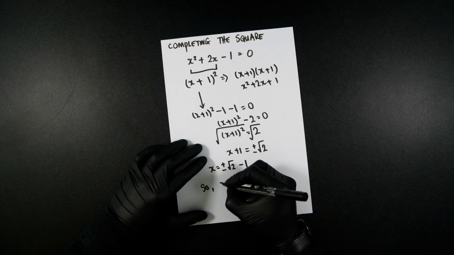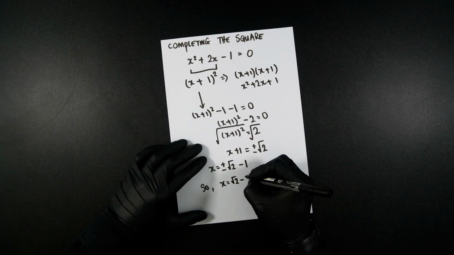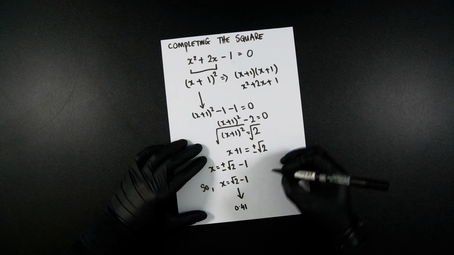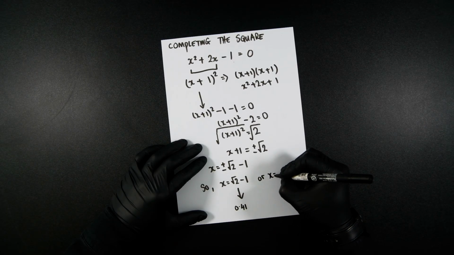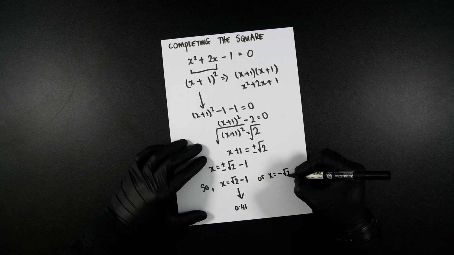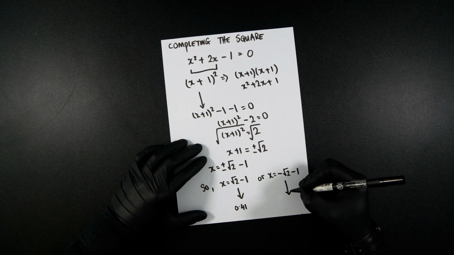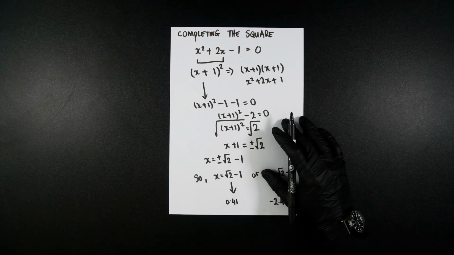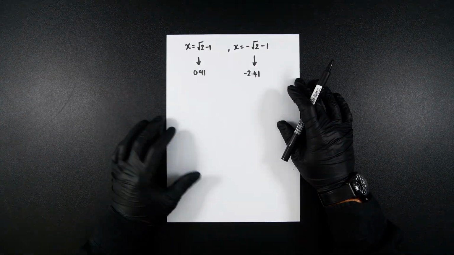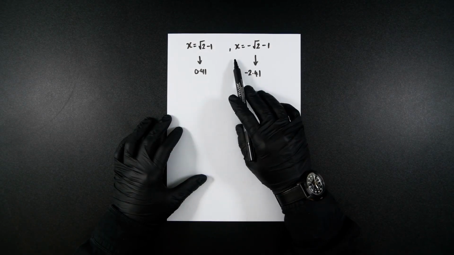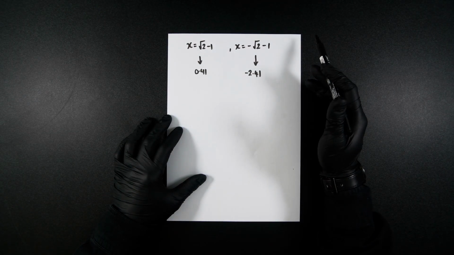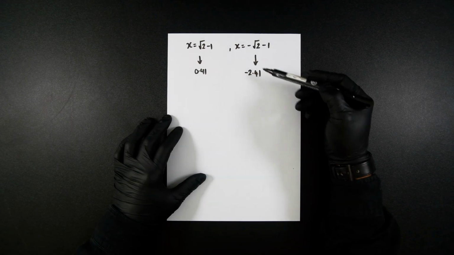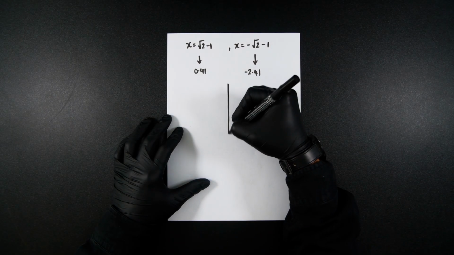So when x equals root 2 minus 1, this would be the exact same as 0.41. Or when x equals minus root 2 minus 1, this is the same as minus 2.41. In an exam, leaving these two solutions will be enough. A non-calculator paper is very unlikely to ask you to draw the graph. However, me representing it as numbers helps you understand what we've actually calculated.